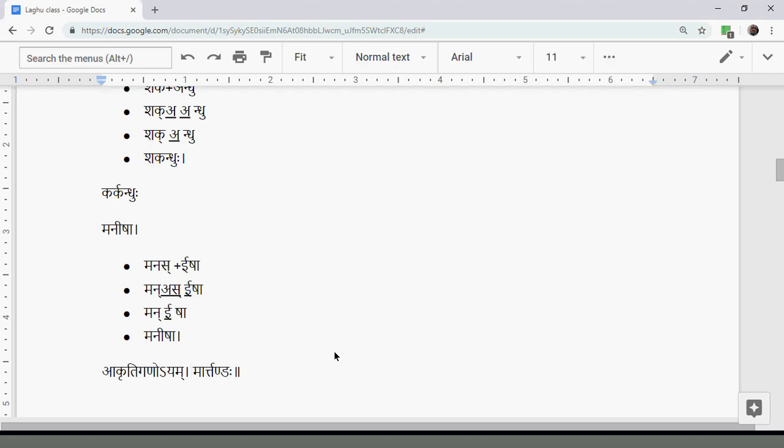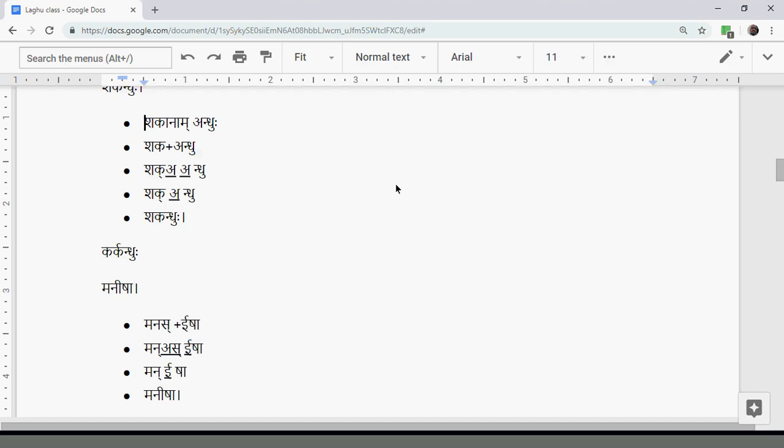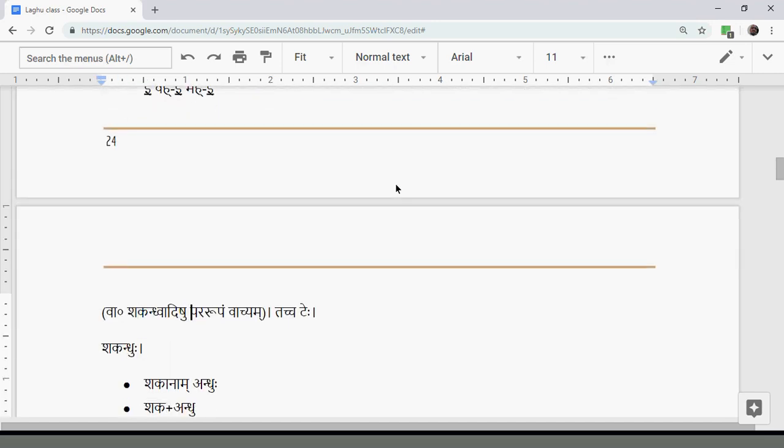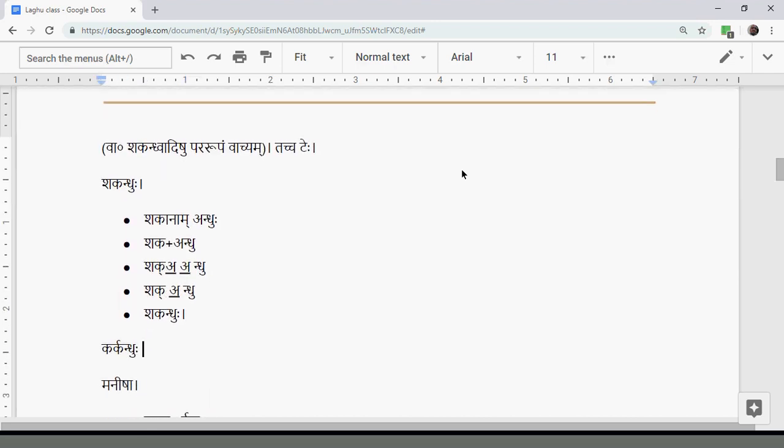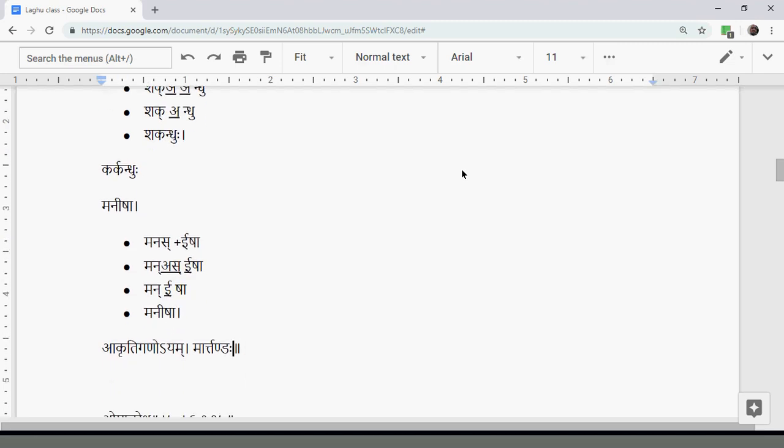What he did instead of creating a new rule, he created a gana. He separated out those words and made a gana starting with Shakandu, therefore it's called the Shakandwadi gana. And the Shakandwadi gana has a set of words where this particular kind of rule is taking place. What rule? Shakandwadishu Pararupam Vachyam, where the T and the following letter, there is a sandhi between the T and the letter, not the Akshara and another Akshara, but the T and the Akshara, both are replaced by the Pararupa Akshara. So here what he says is that is an Akriti Gana.